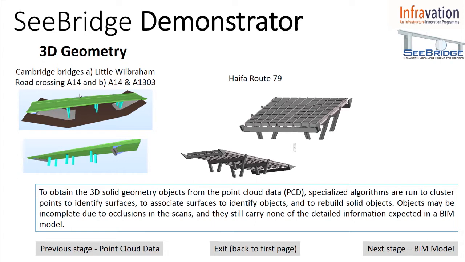In our research, we focused on the main elements of the bridge, but you can potentially do the same for any parts of the bridge, like the railing and so on. Let's have a look at some of the 3D geometry generated. This is Cambridge bridges, and this is the Haifa one. We will open them in Solibri and look at them.